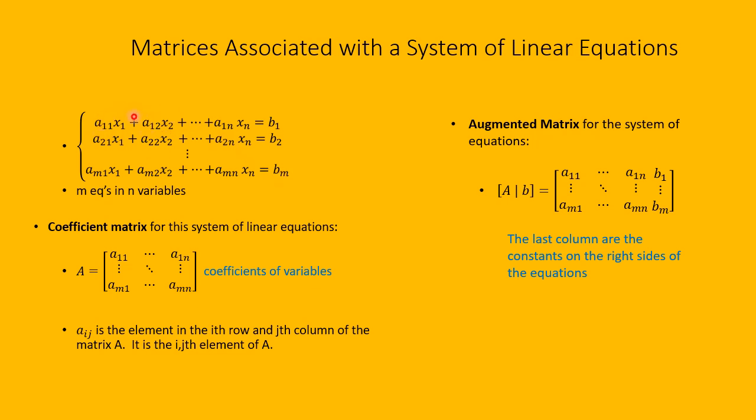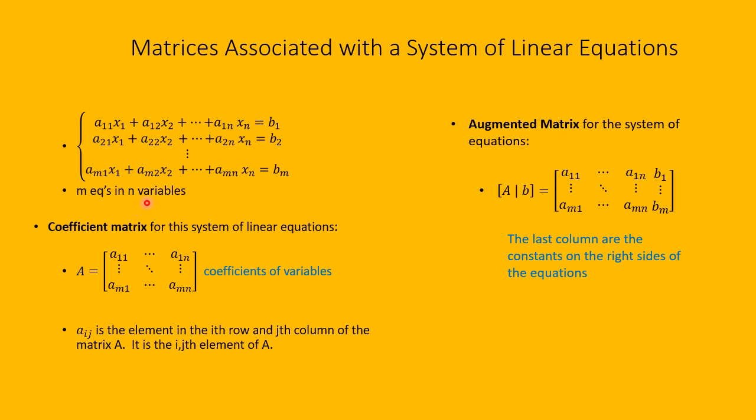All of the a's in these equations with the double subscripts are constants, and these b's are also constants. The variables are x sub 1, x sub 2, all the way through x sub n. So since we have m equations here and we have n variables, this, as I said, is a system of m equations and n variables.